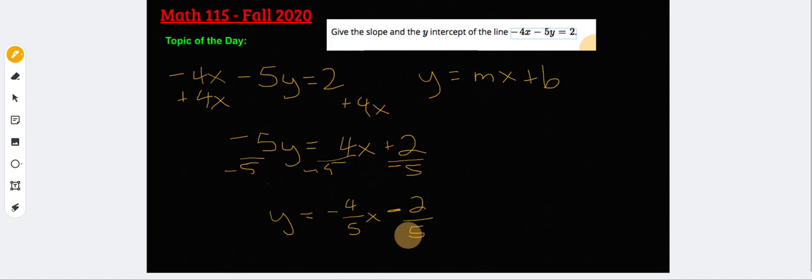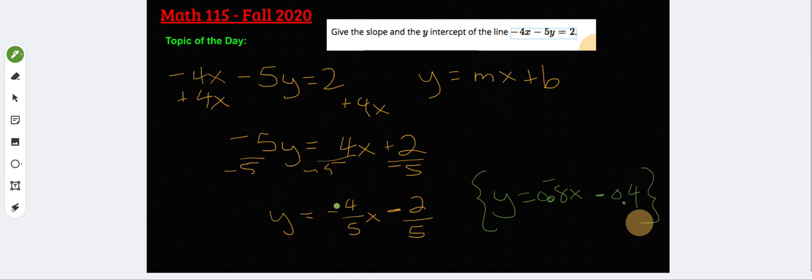Now, if you're a little bit savvy, you might choose to rewrite this in decimal form because this being 5, it will turn into a clean decimal value. You could also rewrite this as y is equal to negative 0.8x minus 0.4. It's the exact same equation, but I think it's easier just to leave it in this format as long as you're careful about how you enter it in.